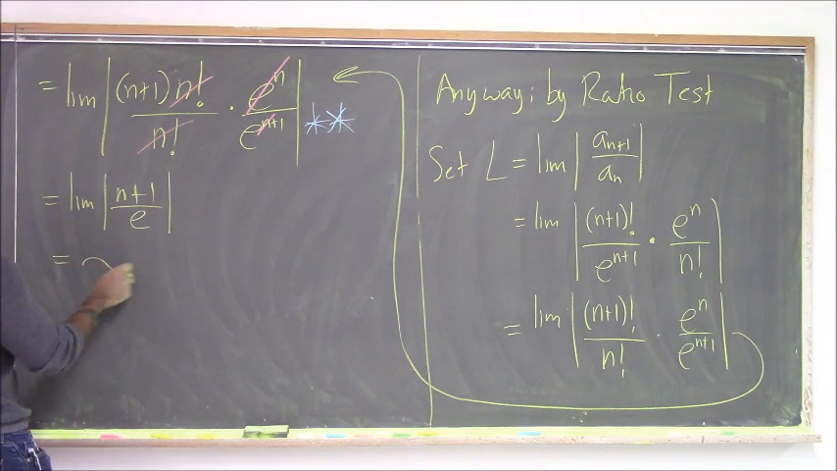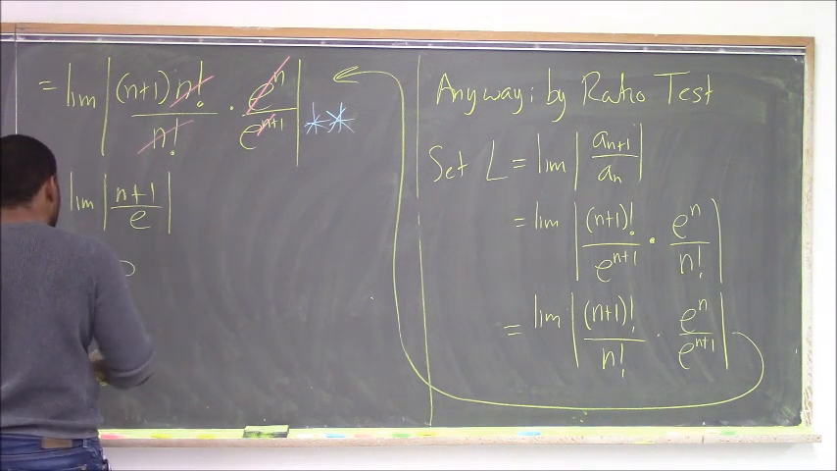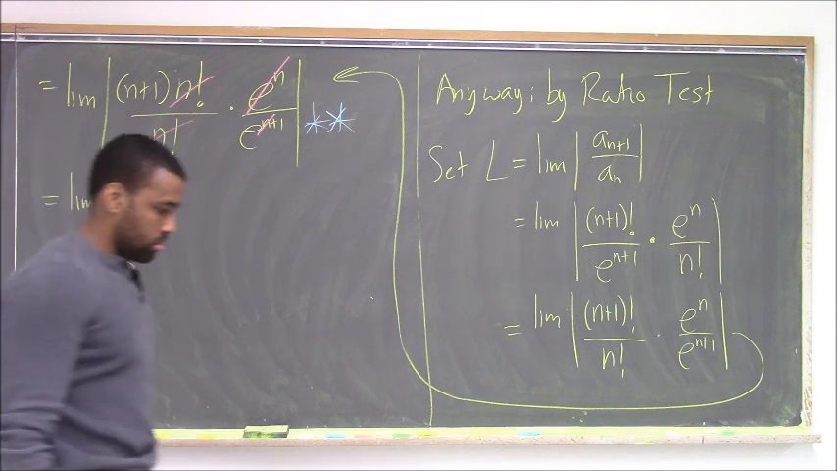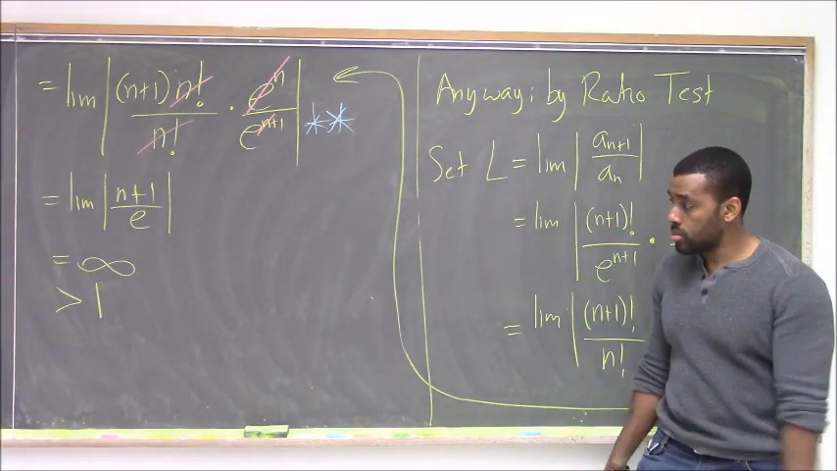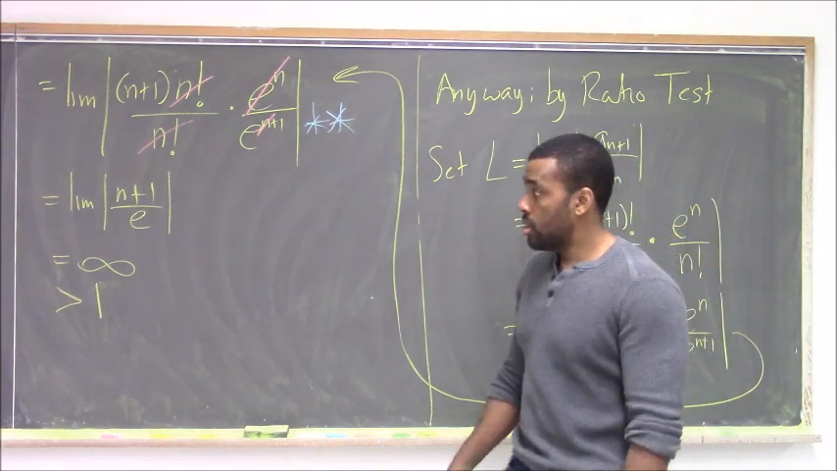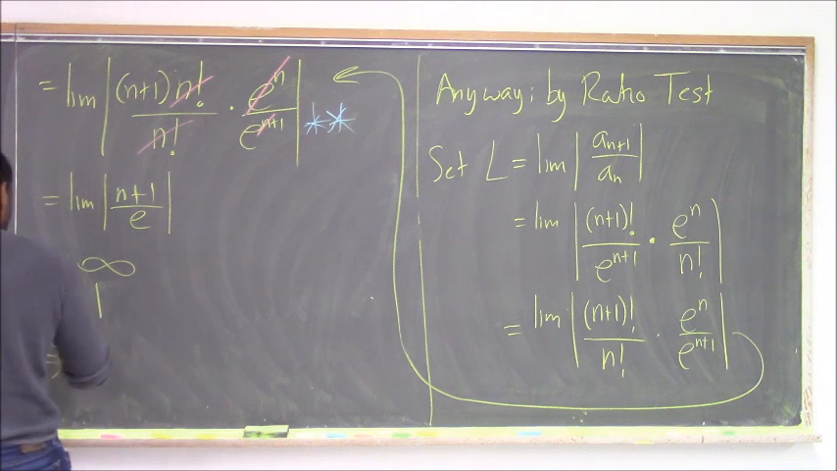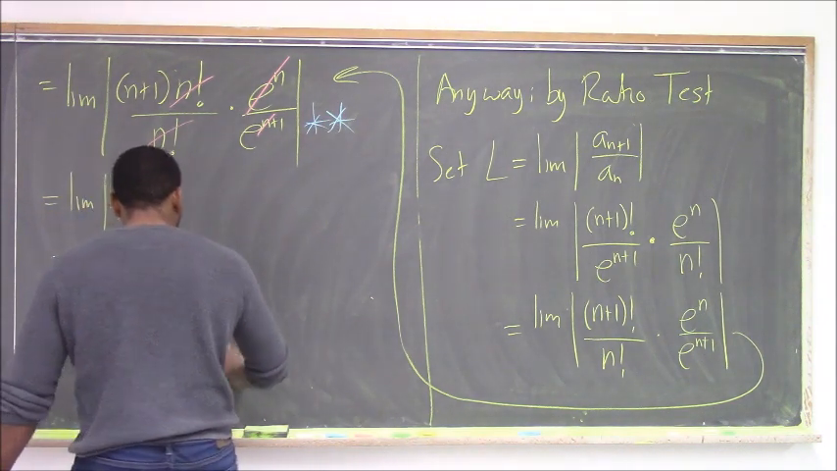Now, of course, that's infinity. What's special about infinity? It's definitely larger than 0. Not larger than 0, larger than 1. So the series diverges, which of course we knew from the test for divergence, but this is just another way to look at it.